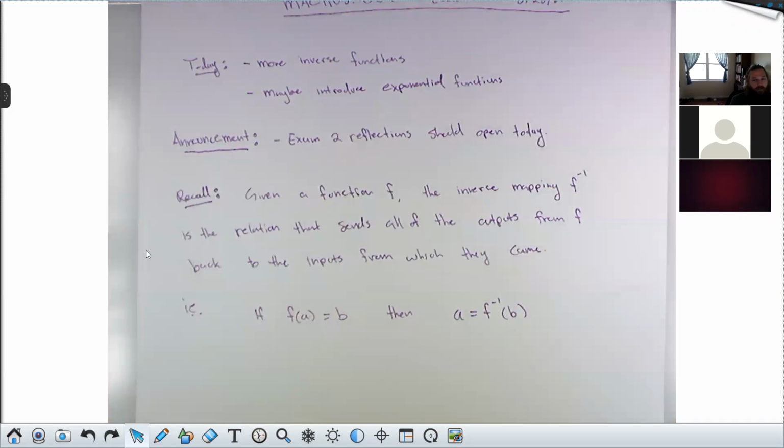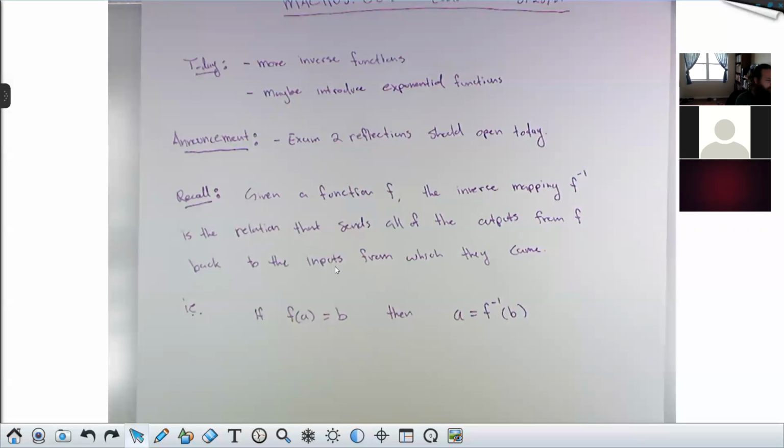And remember, this notation has nothing to do with multiplication. This is not f times a, it's f of a, right? You're feeding the input a to the function f, and it spits out b. Just like with the squaring function, f of 2 is 4, so 2 would be f inverse of 4. That's the sort of idea here. And there are ways to think about this that involve mapping diagrams, where you reverse the arrows.